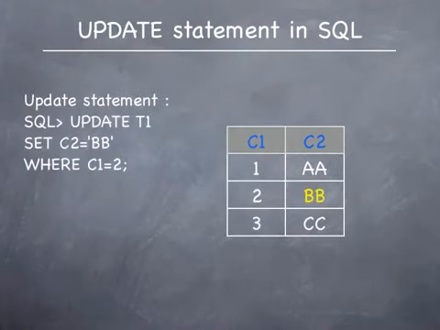Here is an update statement that is written at the SQL prompt as a SQL command. The command that's written is update T1 set C2 equal to 'BB' where C1 equals 2. In this example, the column C2 is taking a value 'BB' against the row where C1 takes the value 2.